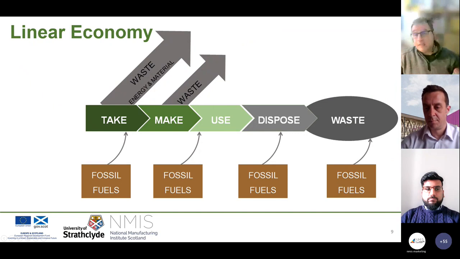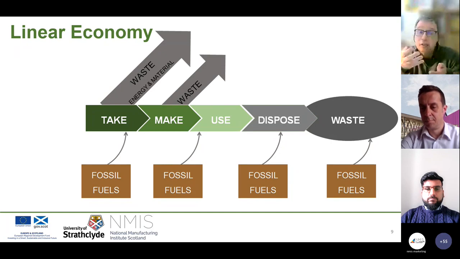So if I look at the typical linear economy, which is our traditional way, we take, we make, we use, and at the end we dispose and we have waste. Now, as you can see, when we take and extract, there's energy and materials. When we make it, there's also waste. And all the inputs along this are going to be fossil fuels.